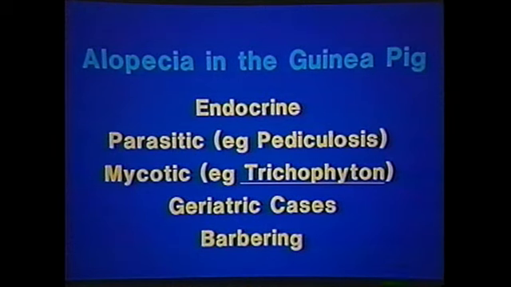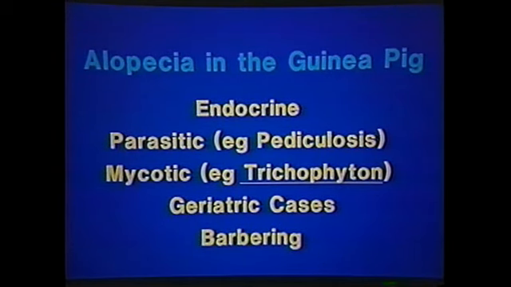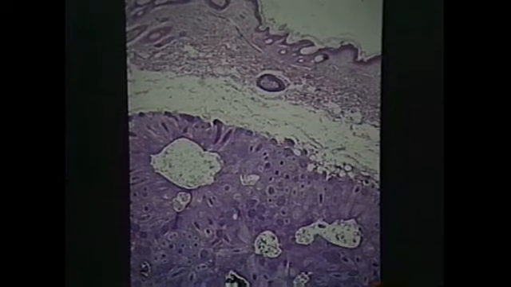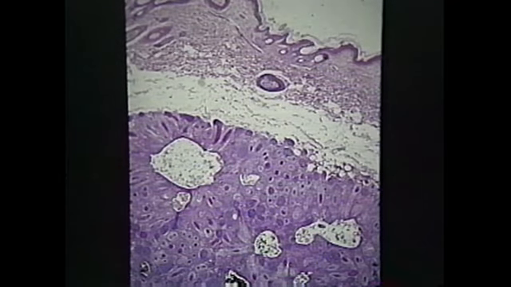So alopecia in the guinea pig can be endocrine, parasitic due to pediculosis, or sarcoptic mange is another possibility, certainly mycotic. And in geriatric cases, sometimes for no apparent reason or etiology, we do see loss of hair in older animals. And of course, barbering. A skin tumor in a guinea pig, a trichoepithelioma or a trichofolliculoma, are tumors that are seen occasionally in this species.